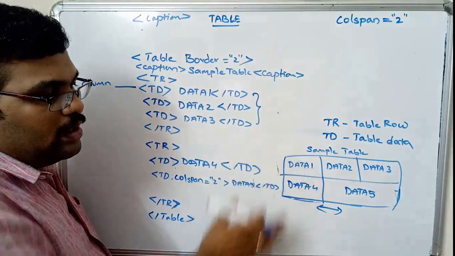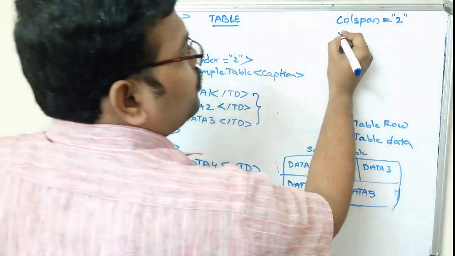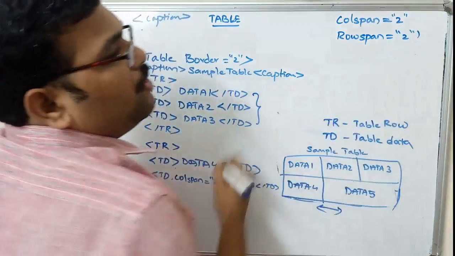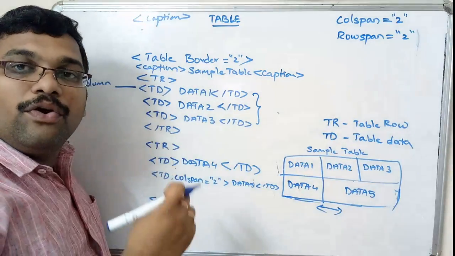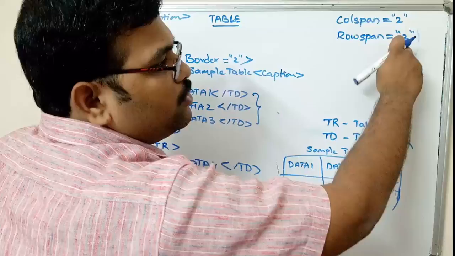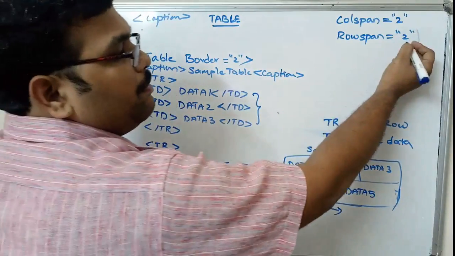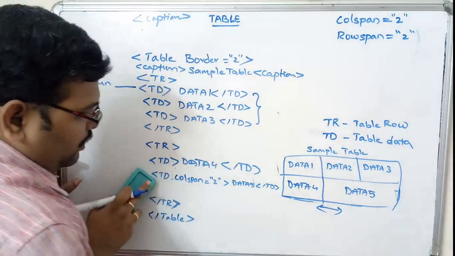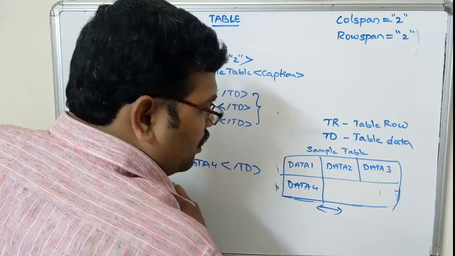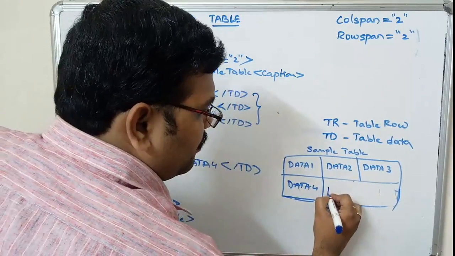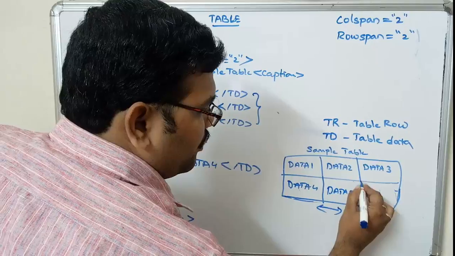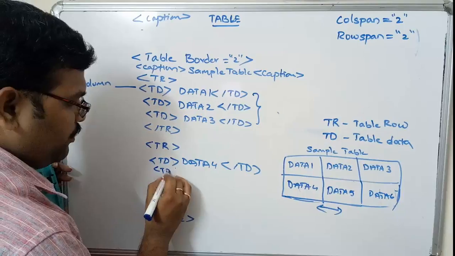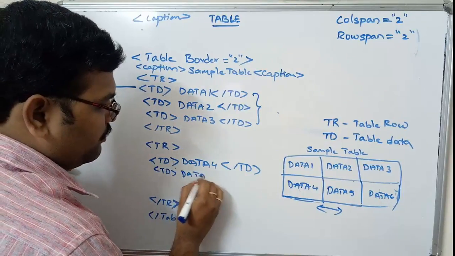Similarly, if you want to merge two rows, we have to use rowspan. So the rowspan attribute also takes the number of rows. If you give 2 here, 2 rows will be merged. If you give 3, 3 rows will be merged. Let us see that one. We will have the same data, data 6. Similarly here also we can write the code, so we should not disturb that one.